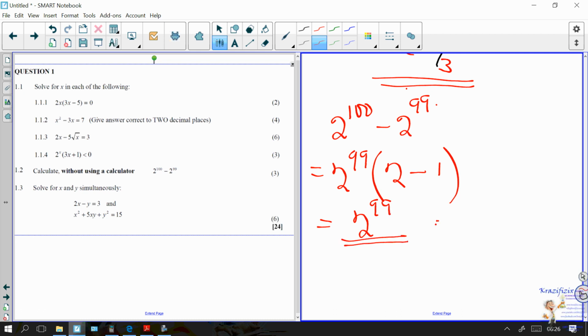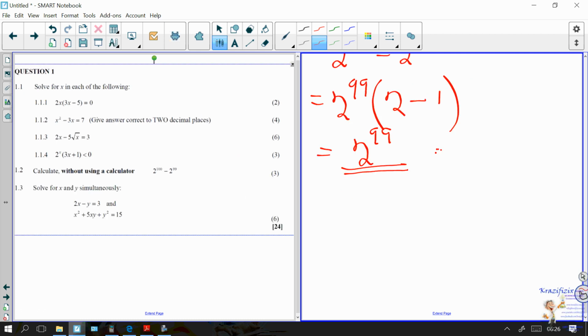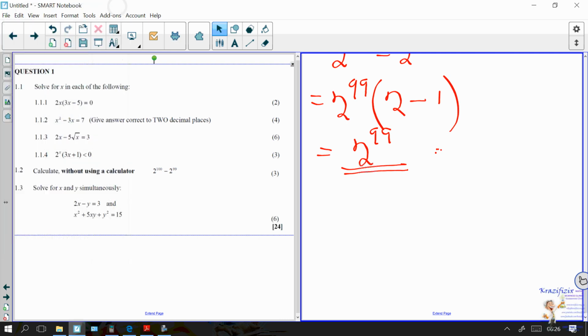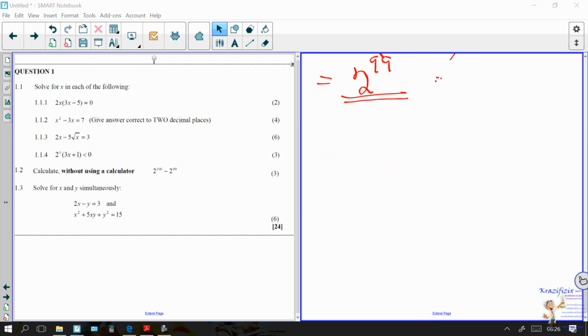You don't need to express this answer, because for you to do this, you will have used a calculator. And probably your calculator would even give you an error there. With 2 to the power 99, it gives you an answer, but normally some of those things just give you an error. So once you write that answer, you have exposed that you used a calculator.